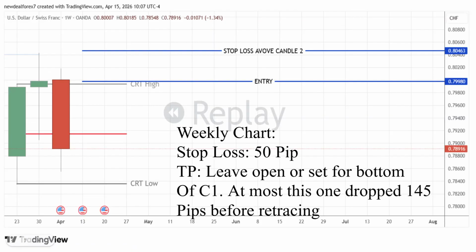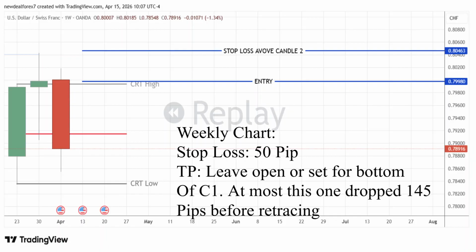So let's continue. Here are just a couple of examples. This is a weekly chart. So this is candle one, candle two, and then candle three on the week. Your entry, if you're trading the weekly, will be around Friday, near market close, like around 4:50, 4:55.